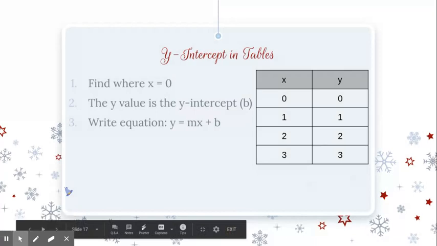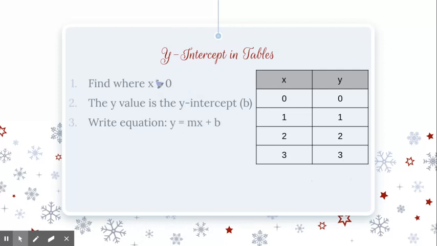So y-intercepts in tables is really actually pretty simple. On a graph, it was where it crossed the y-axis. Because it's where it crosses the y-axis, that means x is always going to be 0 where the y-intercept is. So we want to find where x is 0. I'm looking right here. That's where x is 0, and the y value is the y-intercept. So if this is 0, then 0 is going to be my y-intercept.